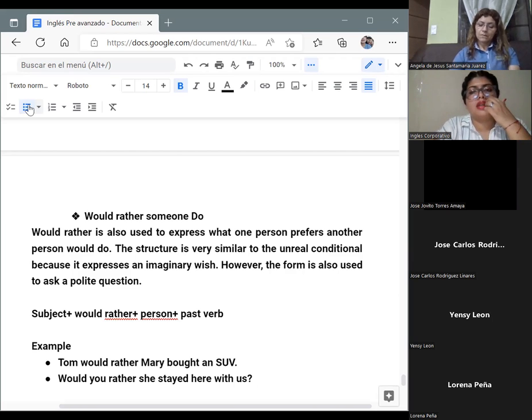So in this case, we are talking about the desire that someone has about one situation, and in that case, they prefer or they are making some wishes about the situation because they want that situation to change, and they are talking about the desires that they have. For this one, we have different structures for positive and question, but in this case, we're not going to use the negative form. We're just going to use the positive and question.